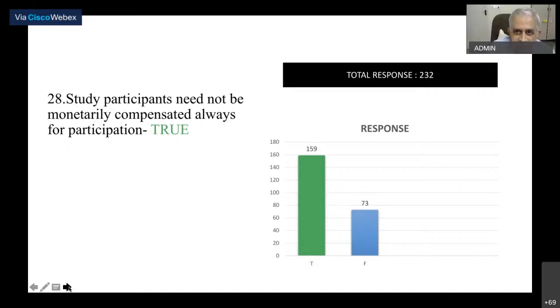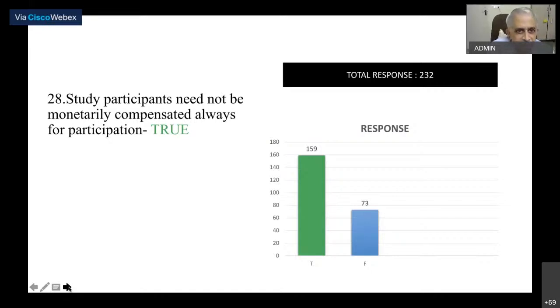But if he is coming to the hospital for some other purpose, for his benefit, and you are including him, if he gives consent, there is no need to give compensation, because your service itself is a compensation for him. So in your patient information sheet, there is a column where you say whether it is compensated or not compensated.